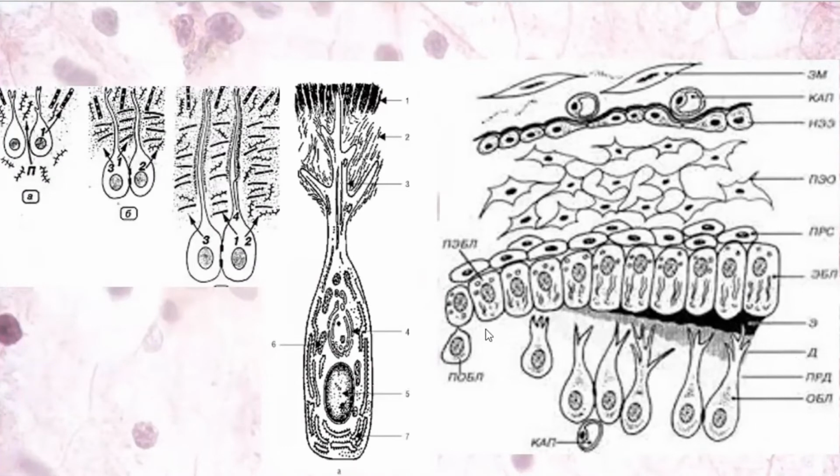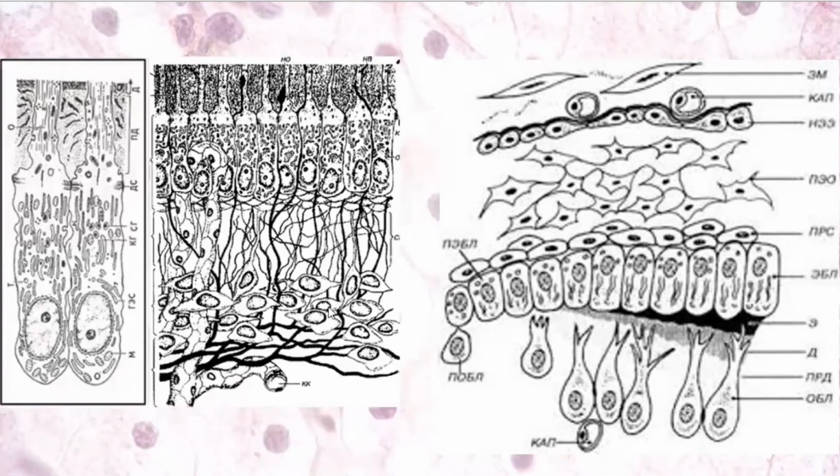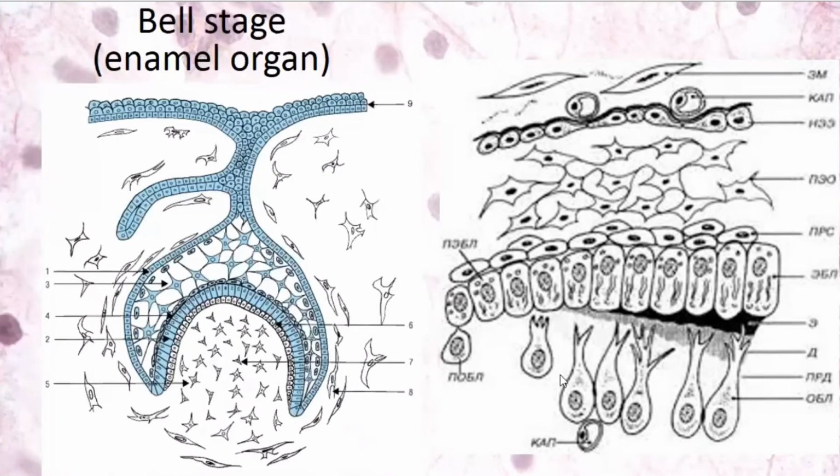And odontoblasts are also cells. They are located on the other side. They develop from mesenchyme, and odontoblasts have long processes which pass through the thickness of dentine, and they are attached to the enamel dentine junction. Their bodies are located in the peripheral zone of the pulp, so they are located under the dentine, and their processes pass through dentine. So here we can see the bell stage enamel organ, and the next stage is histogenesis of enamel and dentine.